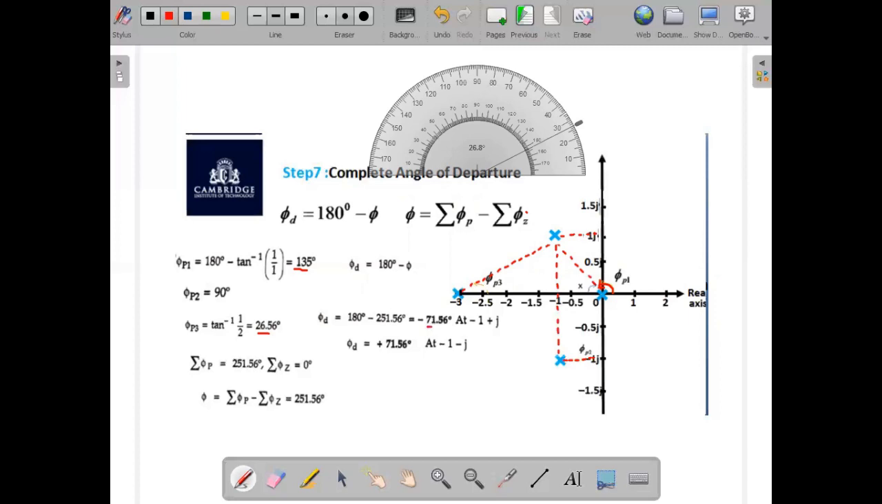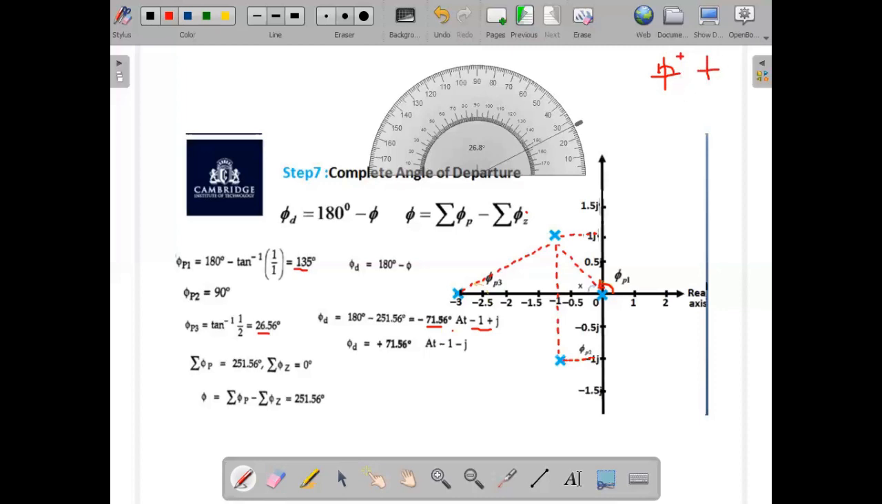Now let us mark the angle of departure, minus 71.56 degree, for the complex conjugate pole at minus 1 plus j. So we know that in the s-plane, if you take the anti-clockwise direction, then it is a positive angle.